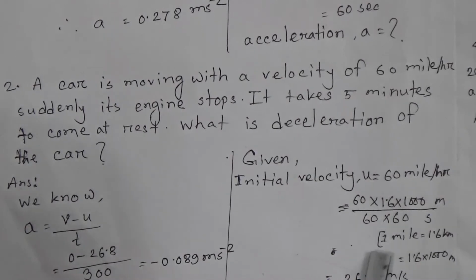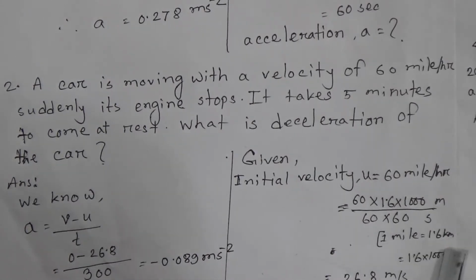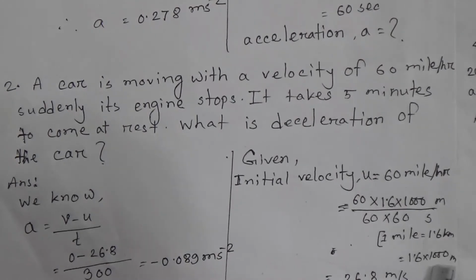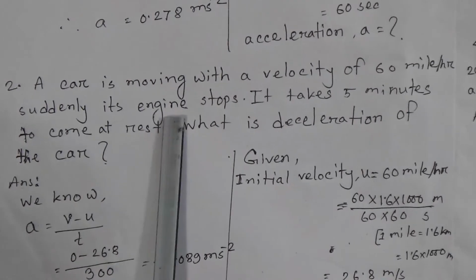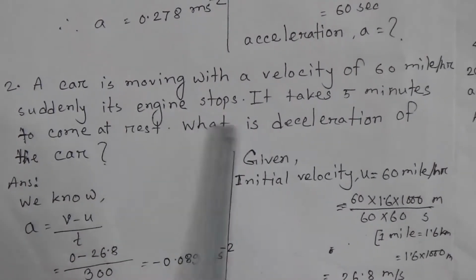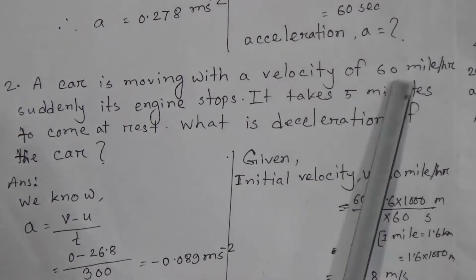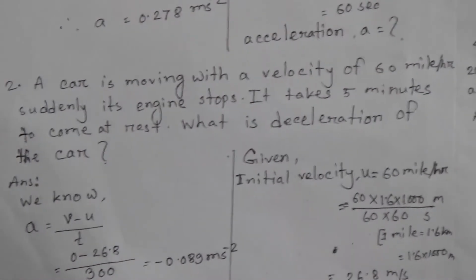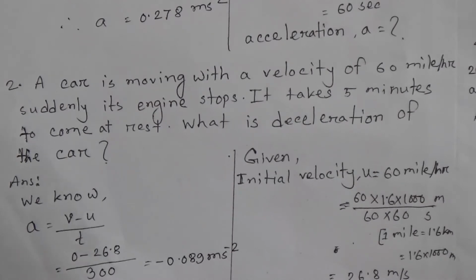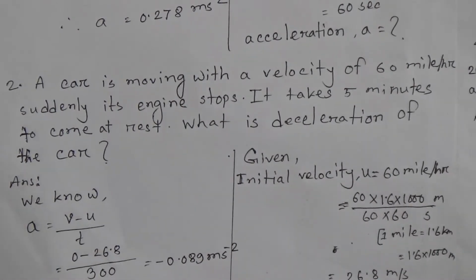You have to memorize this also: 1 mile equals 1.6 kilometer. And we convert kilometer into meter by multiplying with 1000. Suddenly its engine is stopped, that means the final velocity v is 0. Time t is given as 5 minutes, so 5 into 60, converting minutes into seconds, that means 300 seconds. And we have to find the deceleration.